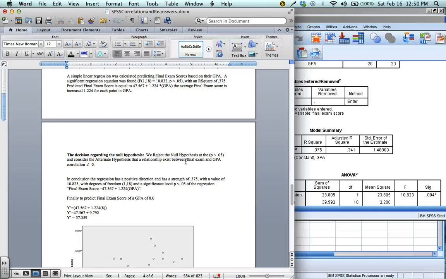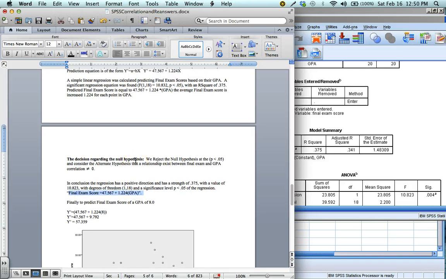In conclusion, the regression has a positive direction and has a strength of 0.375 with an F value of 10.832, degrees of freedom, and a significant p-value less than 0.05 of the regression. So this is the formula to actually figure out the regression.